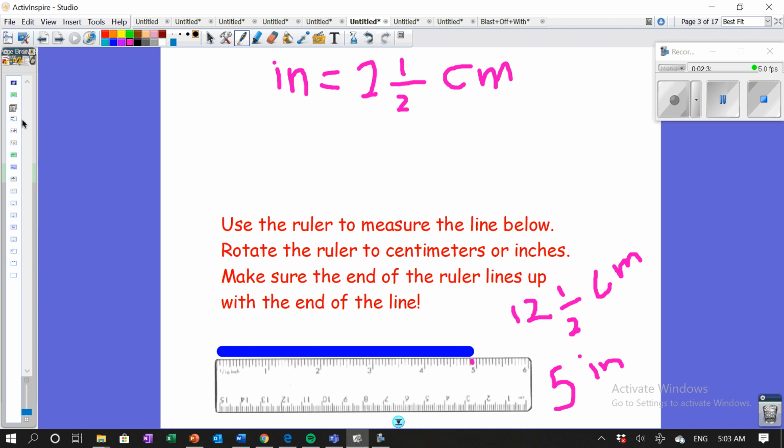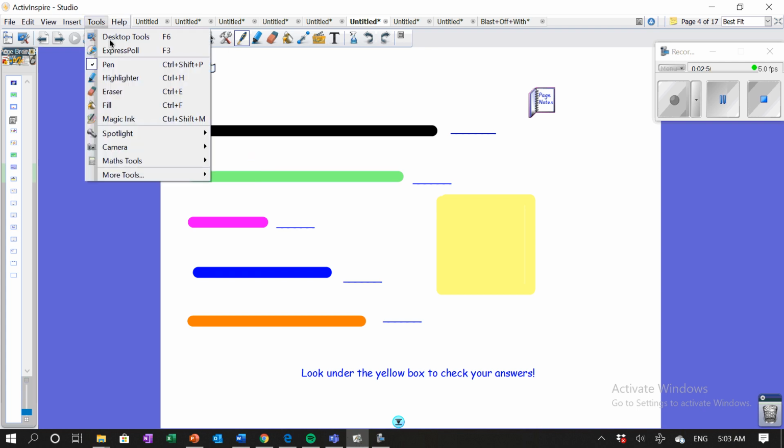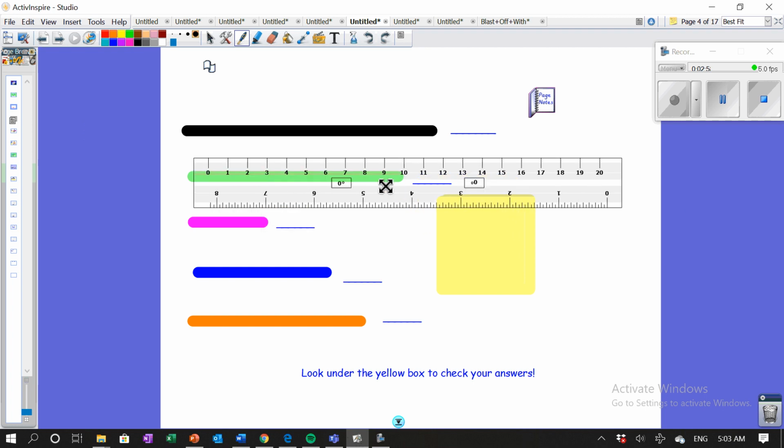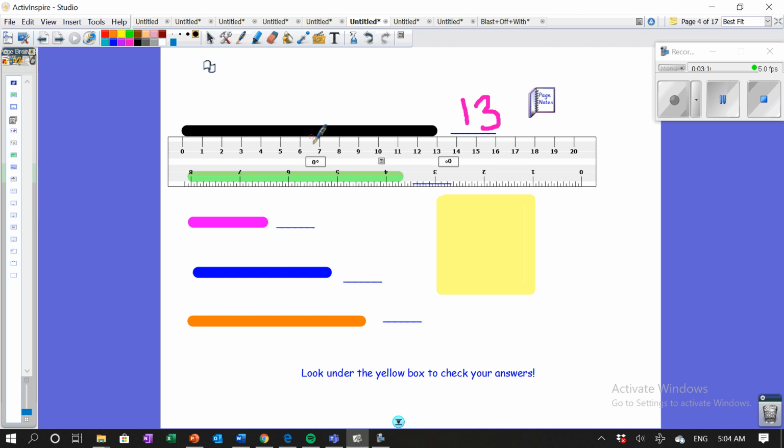Let's take a look at the next page. Yes, we have different lines here. We want to measure each line with centimeter. Let's see. I bring the ruler. Okay, this is my ruler, and I will start with centimeter. So when I want to measure, I start from 0, and then I read my measurement. Can you see, here it is 13, and then I will just write the reading.